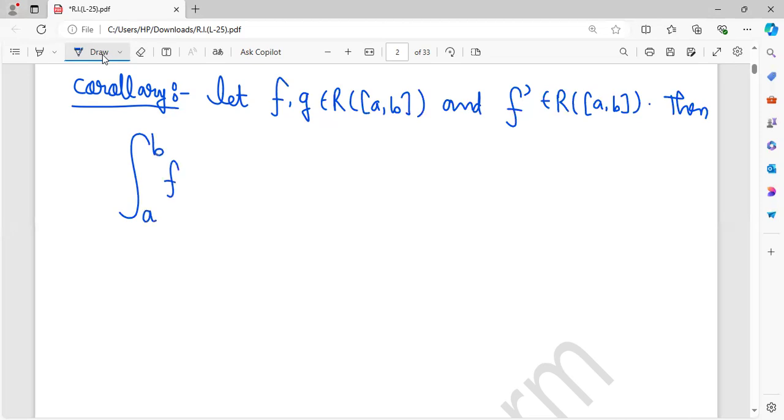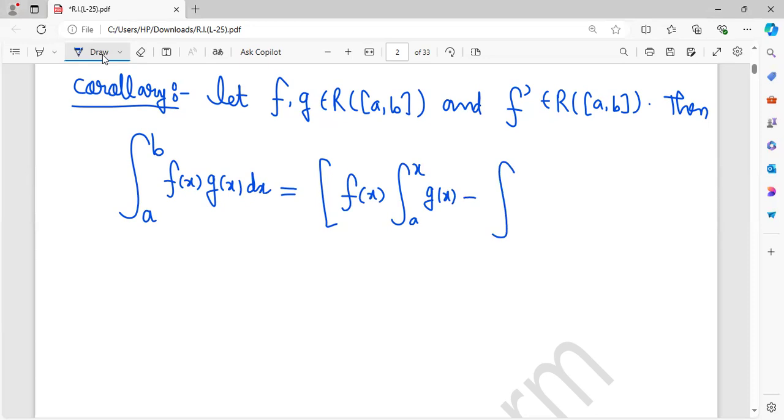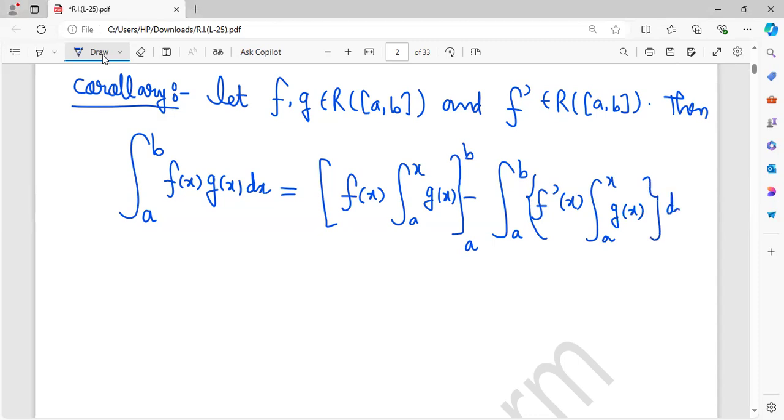the integral from a to b of f(x) g(x) dx is equal to f(x) times the integral from a to x of g(x), minus the integral from a to b of the derivative of f times the integral of g from a to x of g(x) dx. Let's prove it. How will it be proved.